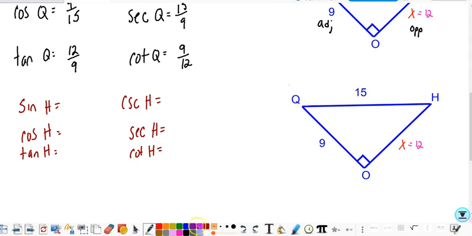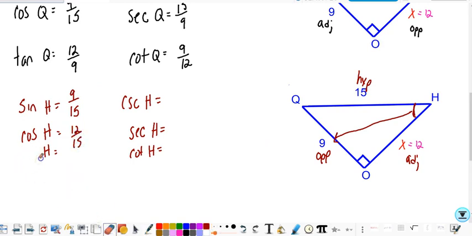Okay, so now, if this is our angle, 9 is the opposite, 12 is the adjacent, and 15 is still the hypotenuse. So sine is 9 over 15, cosine is 12 over 15. Tangent is opposite 9 over 12. And all the reciprocals. Done.